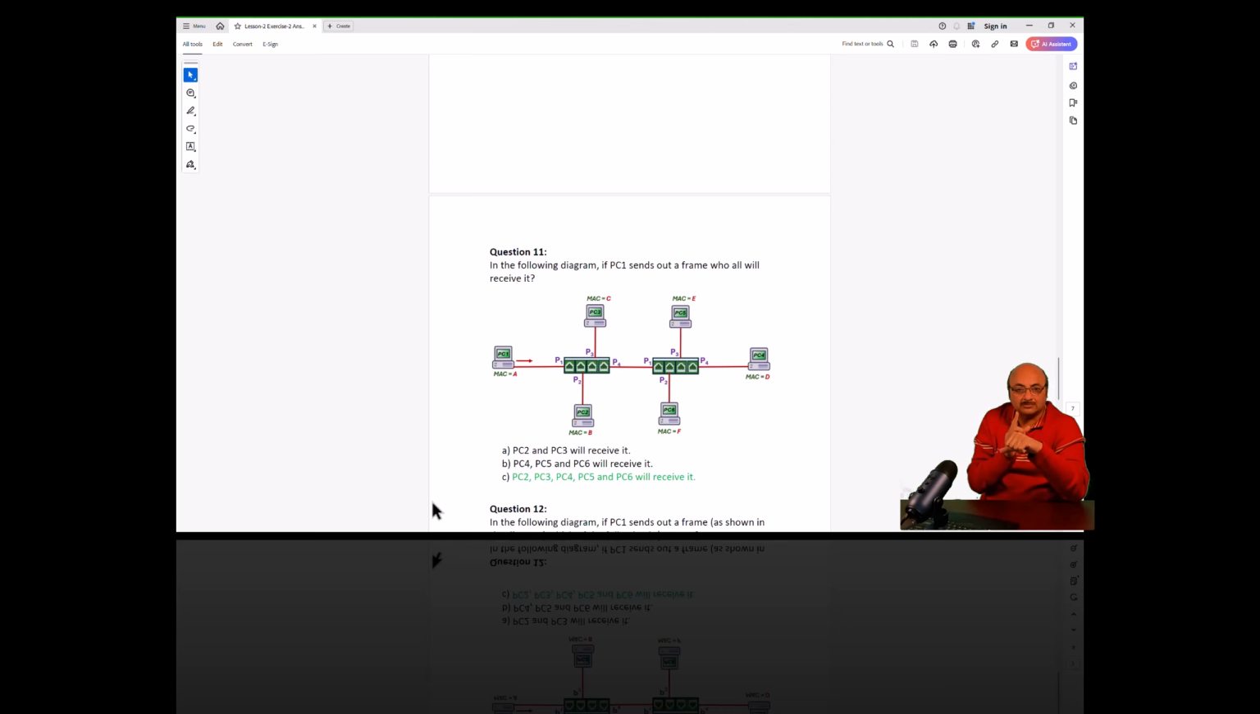Okay. Keep in mind there is a difference between receiving and accepting. I'm not asking the question whether they will accept it. It's a different thing that they will receive and then check the destination address, and if it matches, then they will say yes, it is for me. If it does not match, they will say drop it. But there is a difference between receiving and accepting, receiving and dropping. Okay.